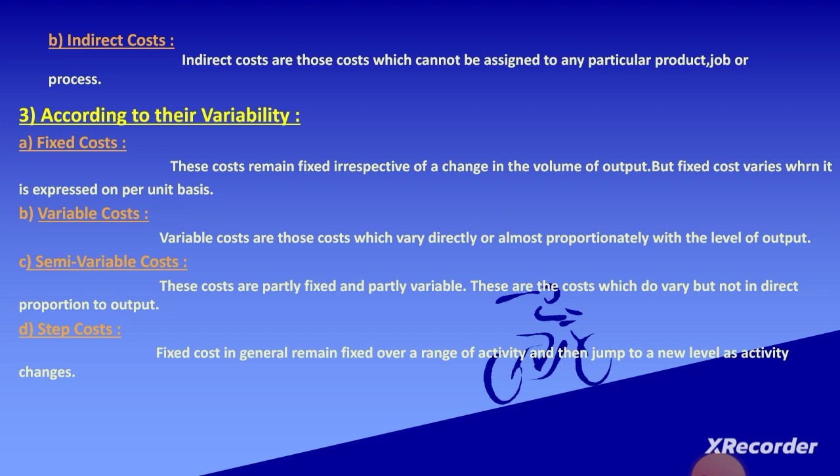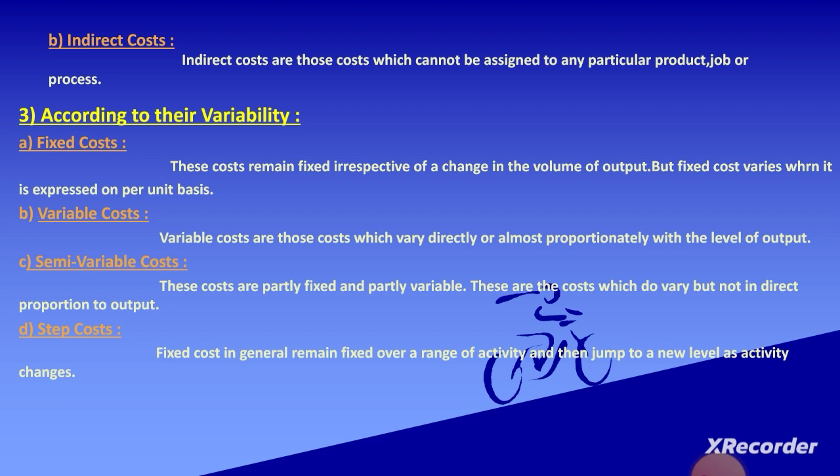Then the second one is variable cost. Variable costs are those costs which vary directly or almost proportionately with the level of output. When volume of output increases, total variable cost also increases, and when volume of output decreases, the variable cost also decreases, but variable cost per unit will remain unaffected.